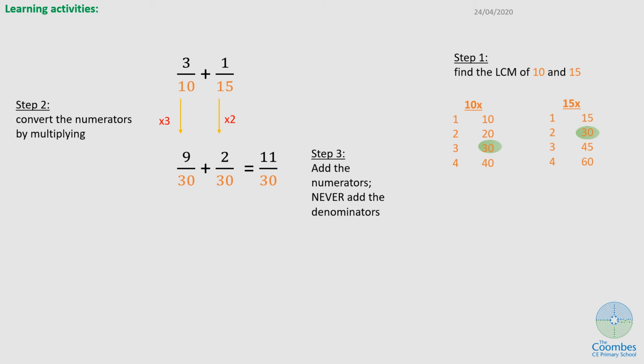As we said, we don't add the denominators, so our denominator will be 30. We only add the numerators. So 9 add 2 is 11.